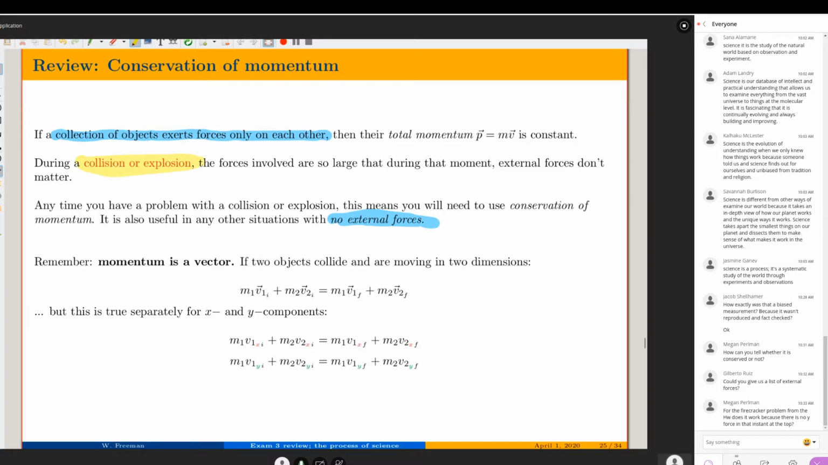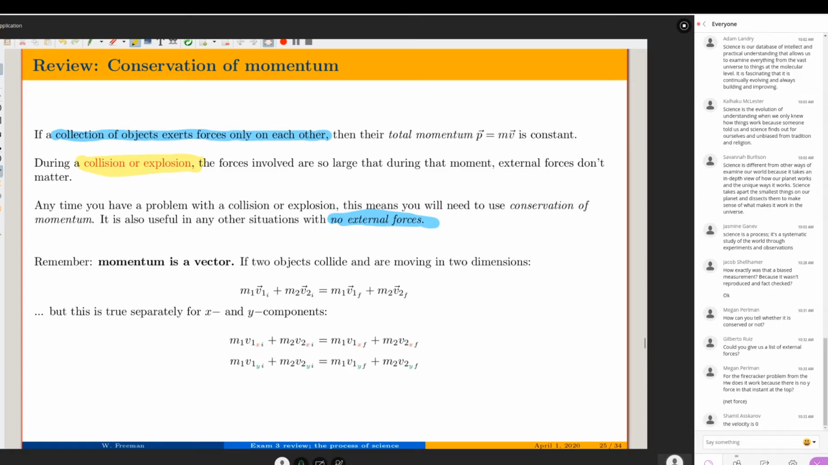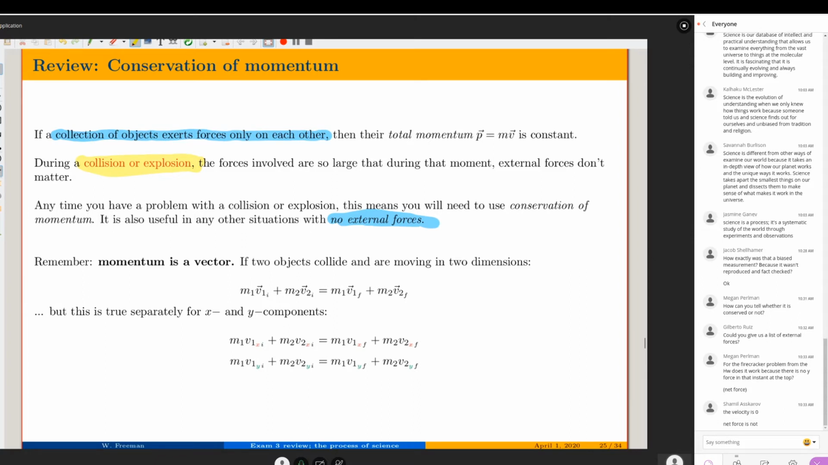During a collision or explosion, the forces involved are enormous. Yeah, Megan, this is a great example. In the firecracker problem, there is a y force, always, gravity. But at the moment when that firecracker explodes, the forces involved in that gunpowder going off, yes, exactly, Shamil, are so overwhelmingly larger than the weight of the firecracker that you can ignore them.